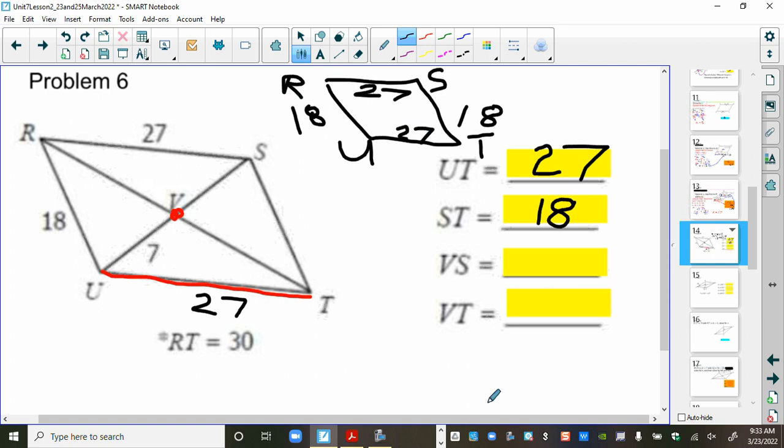Now, let's talk about the smaller stuff. Here, point V is your midpoint between U and S. So from U to V is 7. That means V to S is also 7. Because for this problem, if you want to break it down, as we said, this point right here is a midpoint. So U to V is 7. V to S has to also be 7.